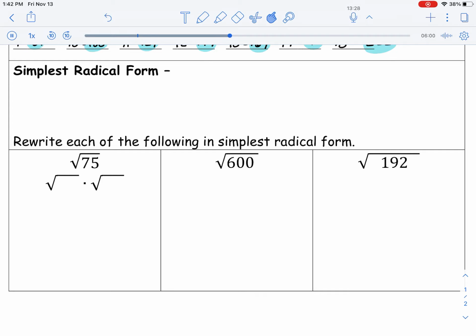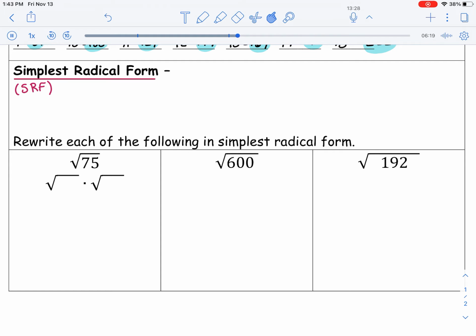Welcome back, Math 2. I now would like to start talking about something called the simplest radical form, otherwise known as simplified radical form, or sometimes you'll see it written simply as SRF.